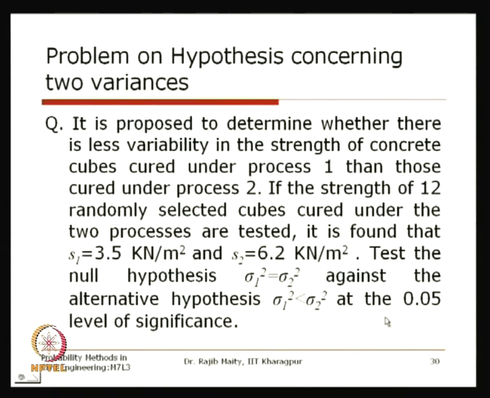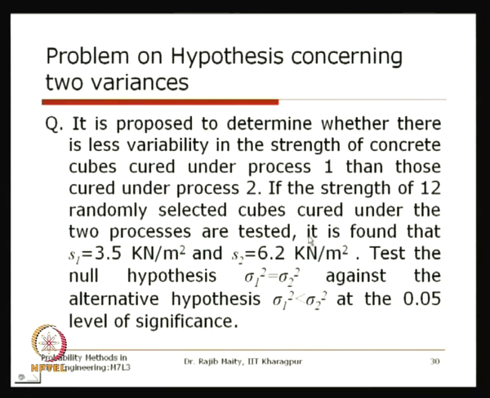We will take up one example here. It is proposed to determine whether there is less variability in the strength of concrete cubes cured under process 1 than those cured under process 2. So, there are 2 different processes, and we have to test whether the strength of concrete in one process is different from the other, or whether process 1 gives less strength than process 2, before I can declare that we should follow process 2 for curing the concrete, so that we can achieve greater strength.